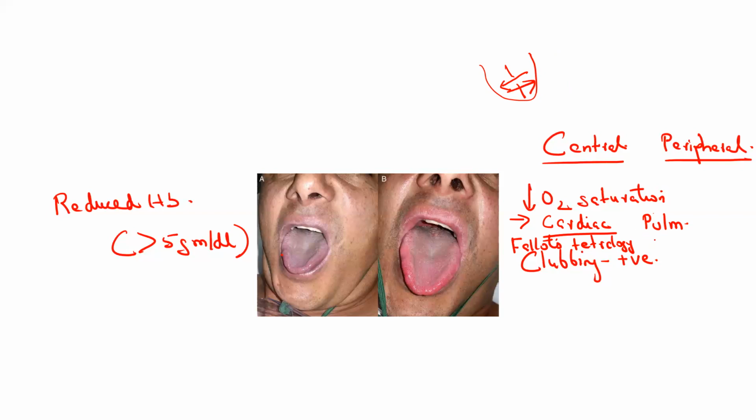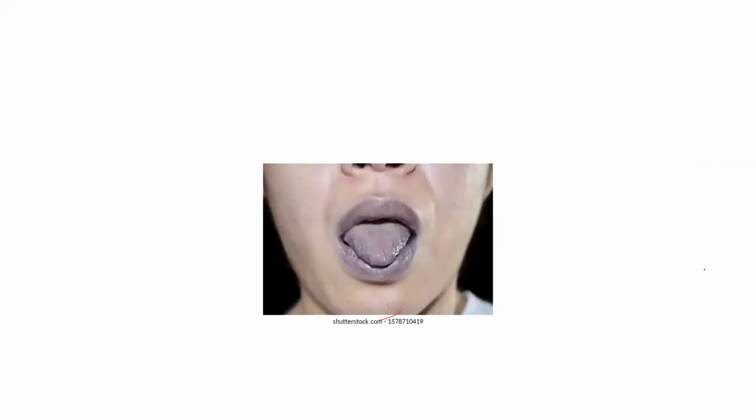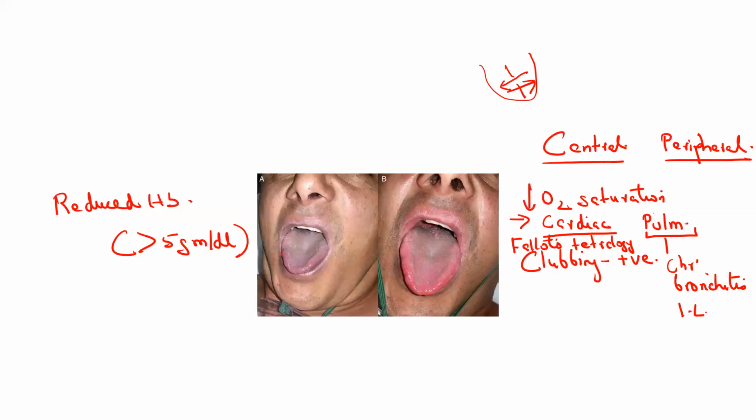Pulmonary causes, yes, any type of chronic cases like chronic bronchitis. Okay, chronic bronchitis. And what else? Interstitial lung disease. Okay, so these are some of the pulmonary causes. And as I told you, abnormal hemoglobin like methemoglobinemia, sulfhemoglobinemia, some abnormal hemoglobin, are responsible for central cyanosis. And what did I say for peripheral cyanosis?